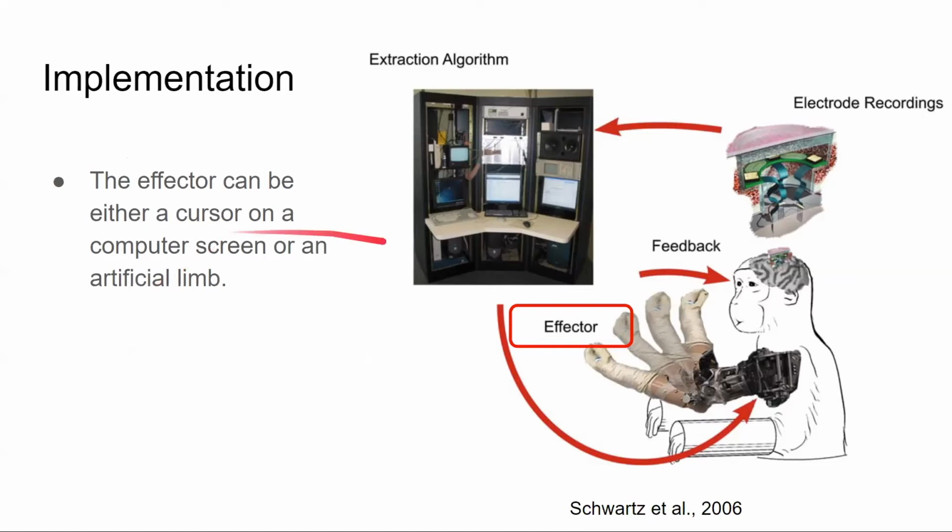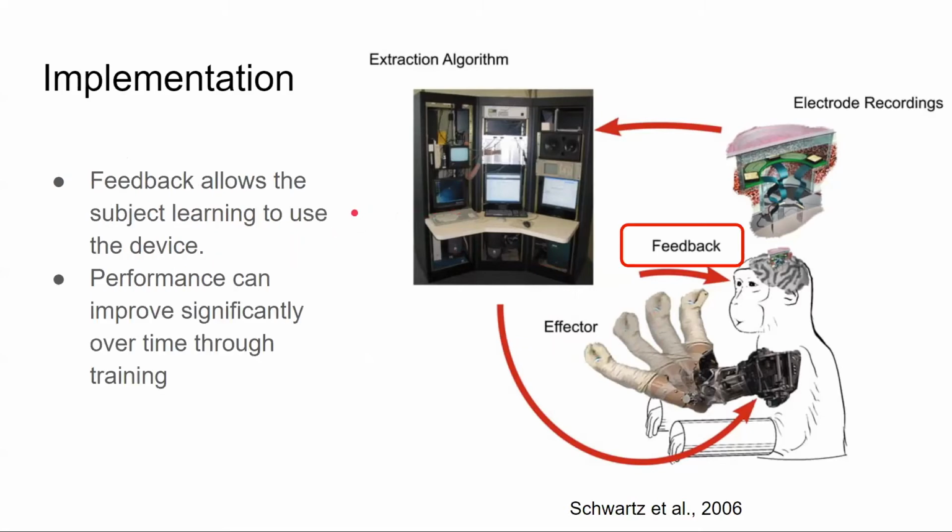After that, there's an effector, which can be either a cursor on the computer screen or an actual physical artificial limb. And the feedback is about the training. Like we talked about before, the subject will learn how to use the device through training over time, and the performance can improve significantly.